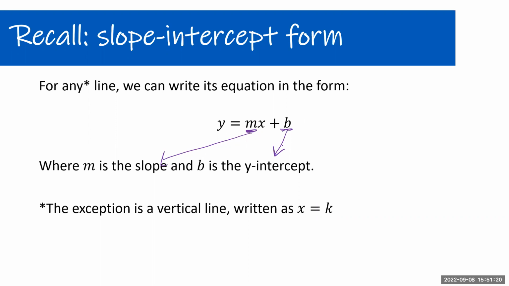The only exception here is a vertical line, which remember is always going to be written as x equals k, where k is just some number. We cannot write it in slope-intercept form because y is irrelevant. Remember, it's that undefined slope, so we can't talk about its slope. It is a vertical line.